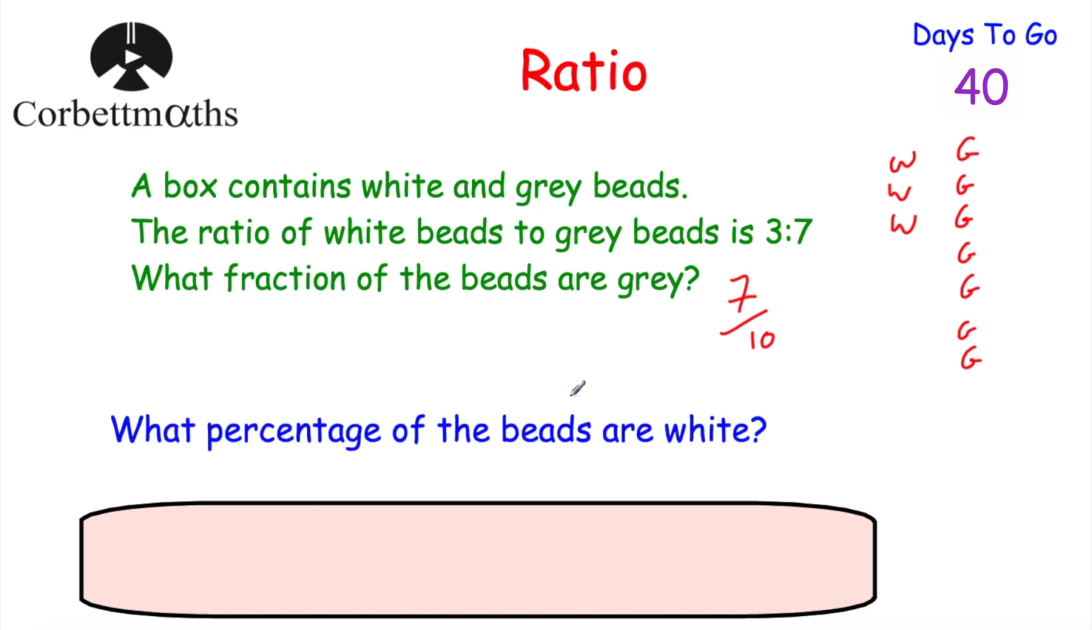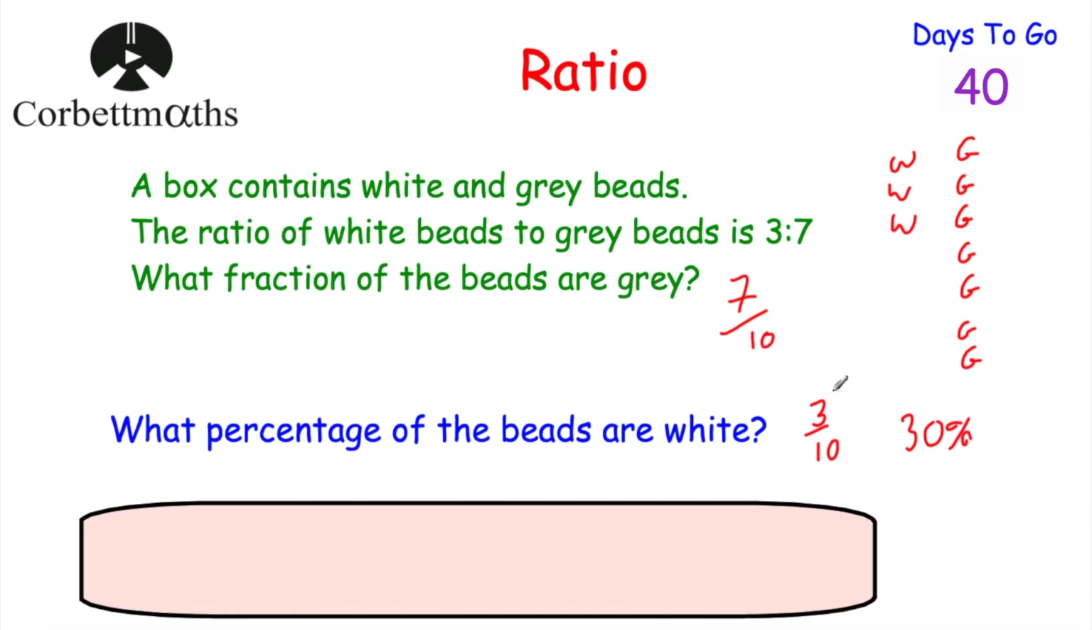Our next question says, what percentage of the beads are white? Well, if 7 tenths of them are grey, that means that 3 tenths are white. And then we want to write that as a percentage, so we just need to convert this fraction to a percentage. We could do 3 divided by 10, which is 0.3, and that would be 30%.